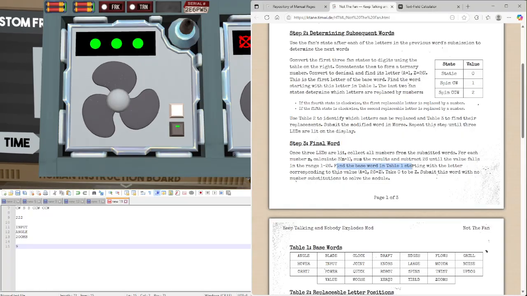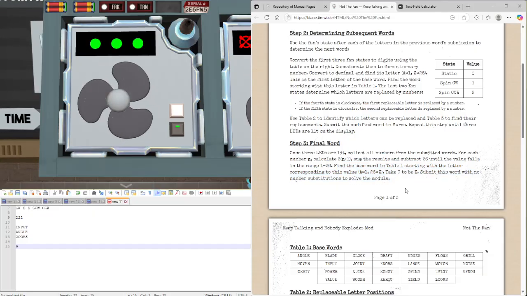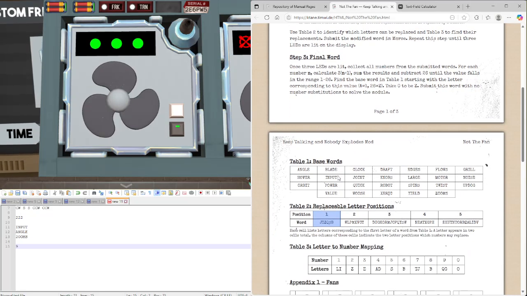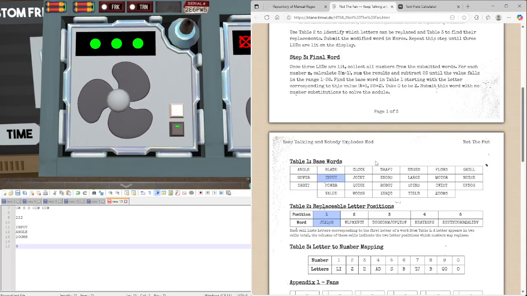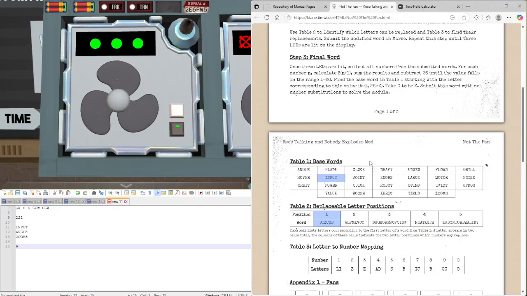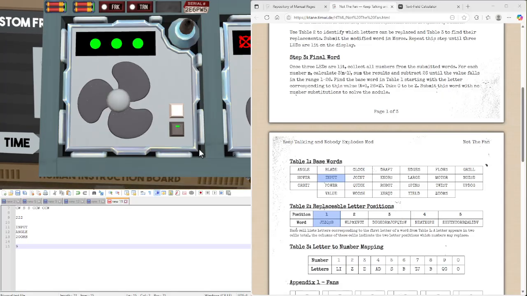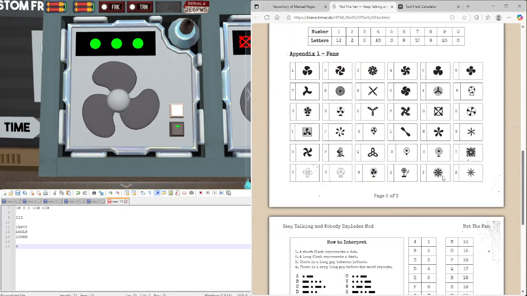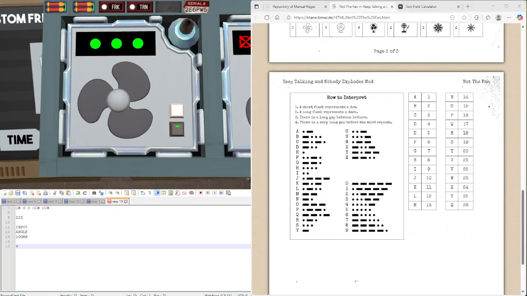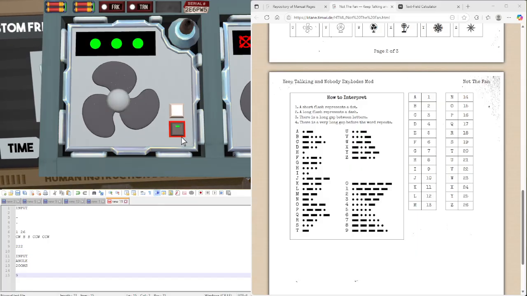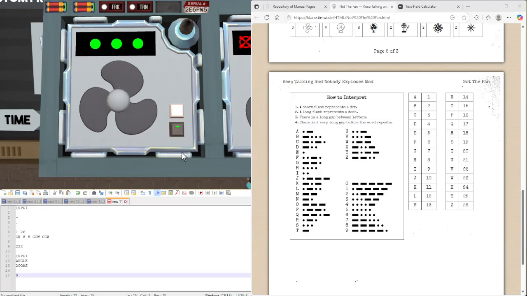Find the base word in table 1. Change over the letter and make no substitutions. So it's the word input again. So hopefully, if we've done this right, okay, that seems good.